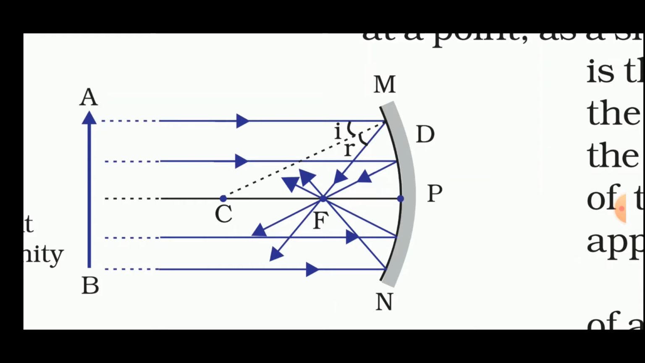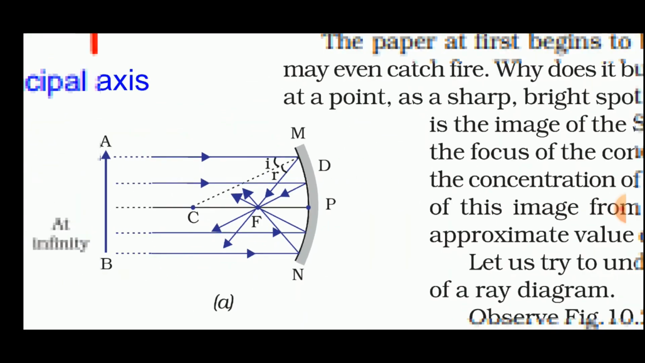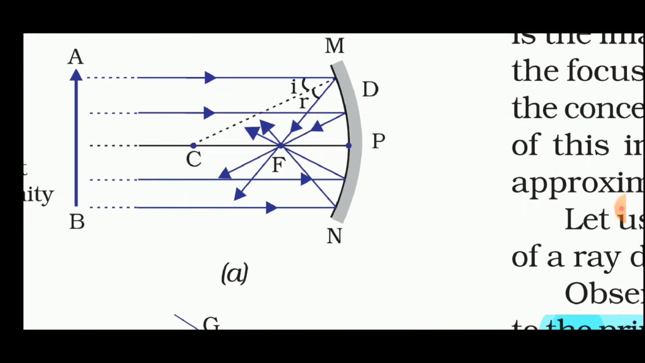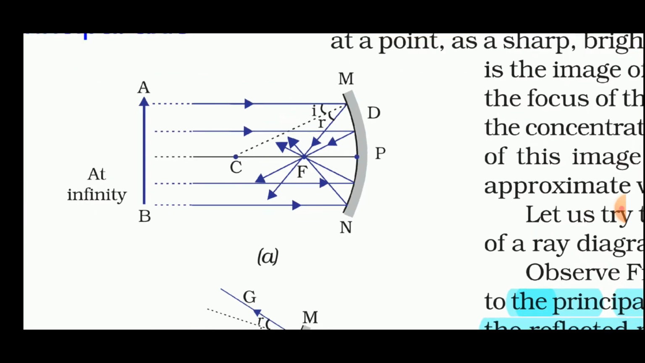You can see that the remaining incident rays, which are parallel to the principal axis, also pass through the principal focus after reflection. So we observe that all the rays of light incident on the mirror, after reflection, pass through this point F. This point F is called the principal focus. How do we define the principal focus of a concave mirror? Rays of light falling parallel to the principal axis, after reflection pass through a point on the principal axis. That point is called the principal focus.